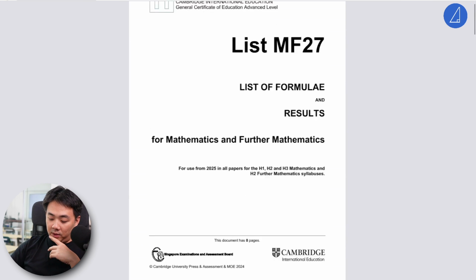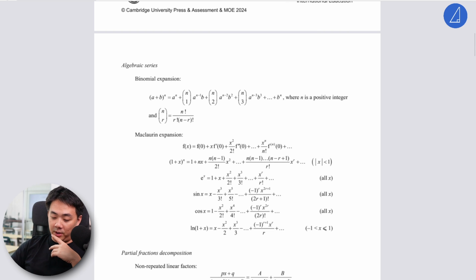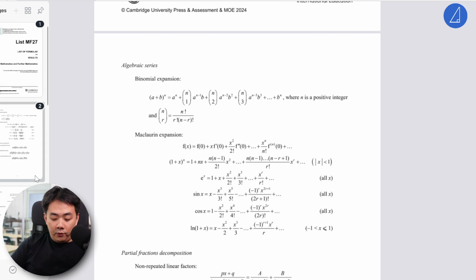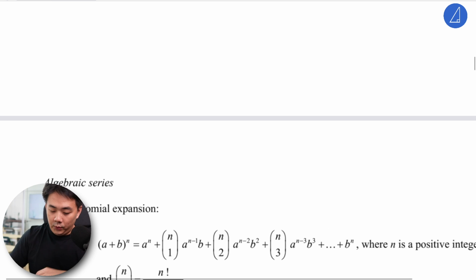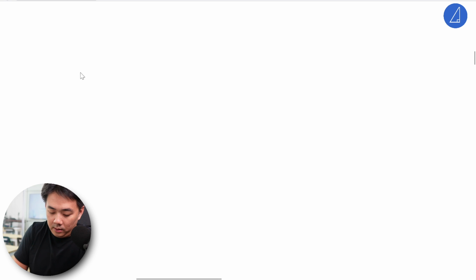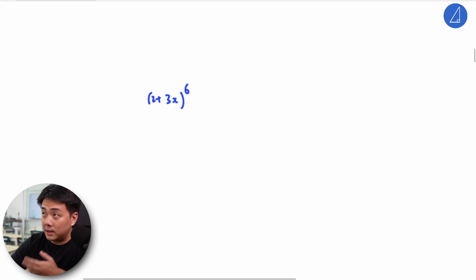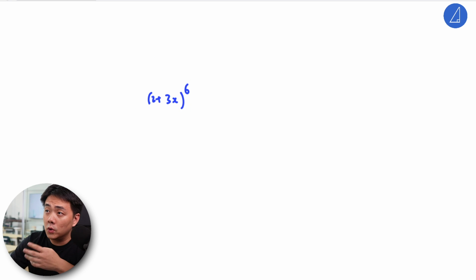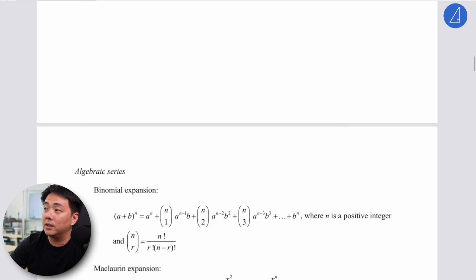Okay, we start with the first one, binomial expansion. Binomial expansion is what you learn in secondary school. For example, if you were to do this kind of expansion in secondary school, you inevitably use binomial expansion. So in secondary school you only learn things like 2 plus 3x to the power of 6. If you want to do a power of 6, any positive integer, you use binomial expansion from secondary school. So this guy here.